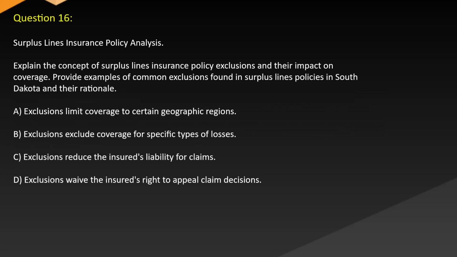Question 16. Surplus lines insurance policy analysis. Explain the concept of surplus lines insurance policy exclusions and their impact on coverage. Provide examples of common exclusions found in surplus lines policies in South Dakota and their rationale. A. Exclusions limit coverage to certain geographic regions. B. Exclusions exclude coverage for specific types of losses. C. Exclusions reduce the insured's liability for claims. D. Exclusions waive the insured's right to appeal claim decisions.